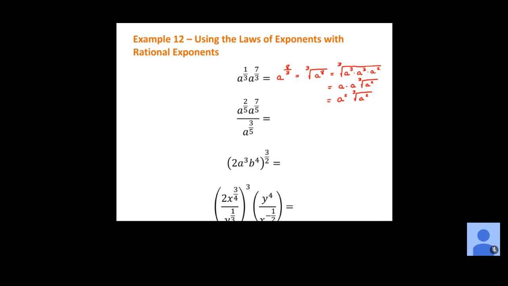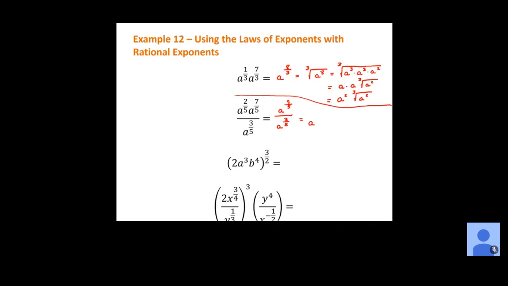Good. Let's add the numerators, right? So when we add those exponents, what do we get? 9/5. Okay, so we have a to the 9/5 over a to the 3/5. All right, what's our next step going to be? Good. Now we can subtract, right? Because remember with division, we're going to subtract exponents. And so what is that going to give us for our exponent then? Good. A to the 6/5.